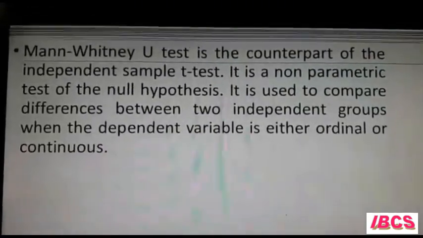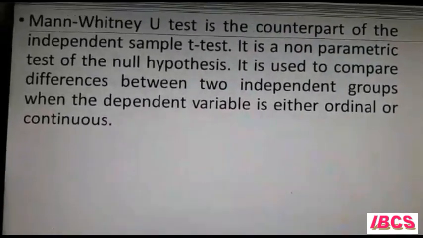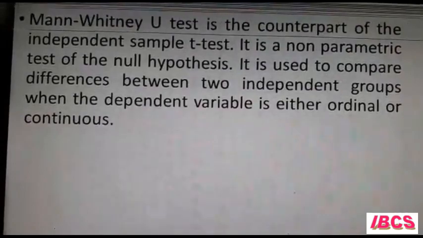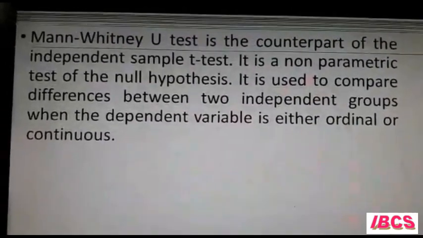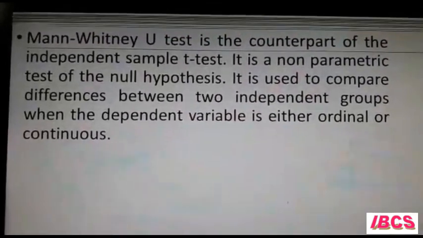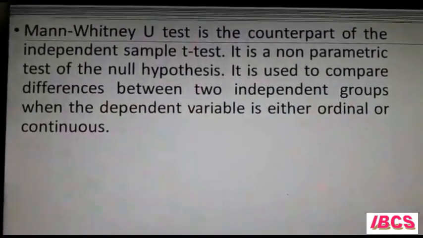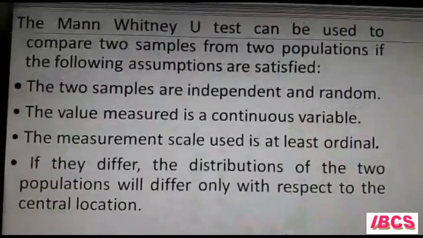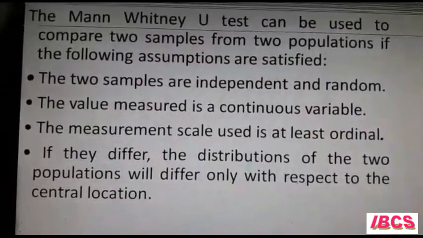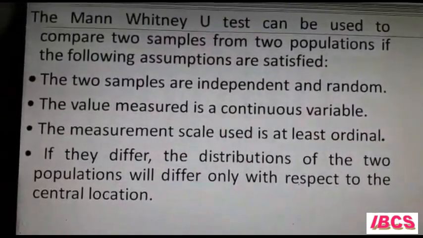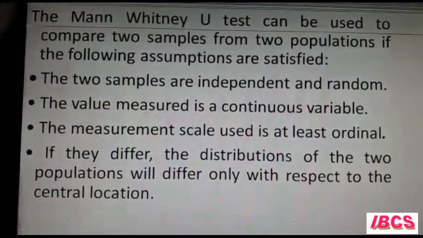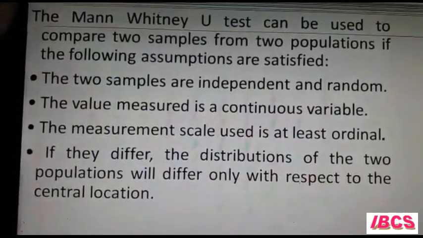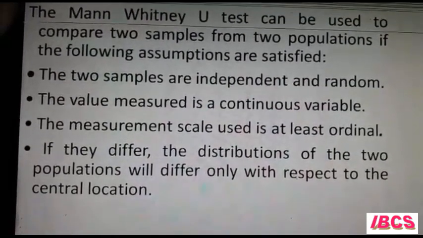It is a counterpart of the independent sample t-test. The Mann-Whitney U-test is a non-parametric test of the null hypothesis, which is used to compare the difference between two independent groups when the dependent variable is either ordinal or continuous. And these are the assumptions of the Mann-Whitney U-test: two samples are independent and random, the value measured is continuous, and the measurement scale used is at least ordinal.